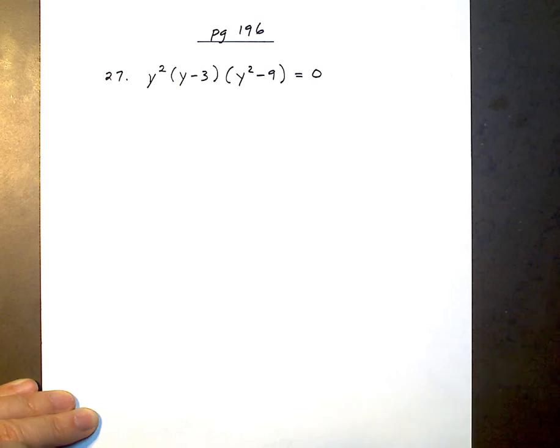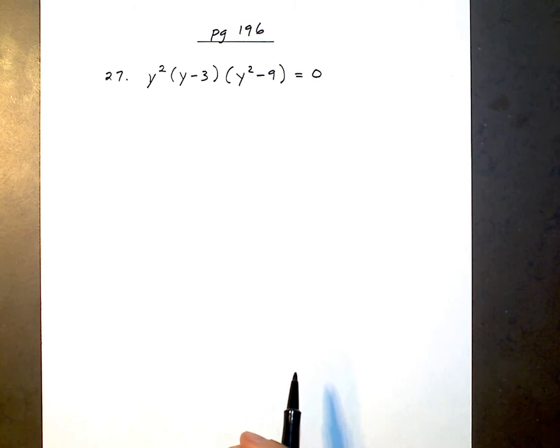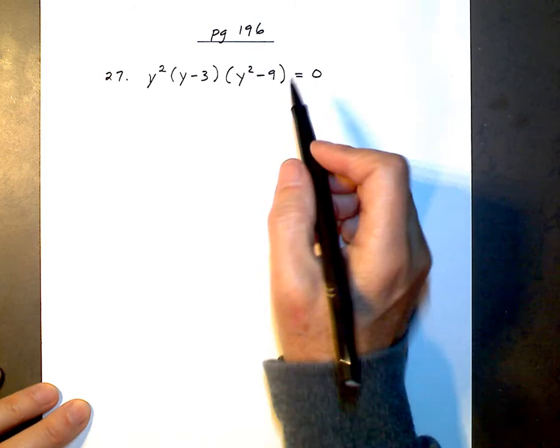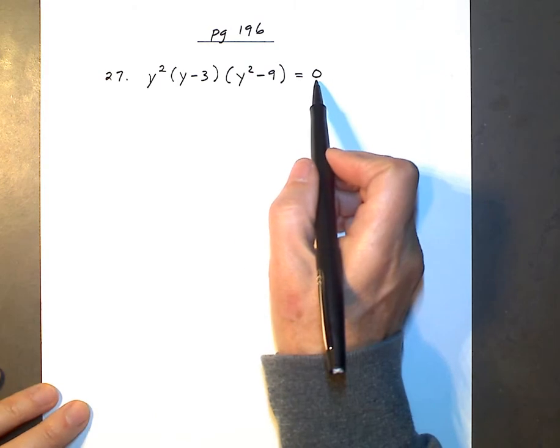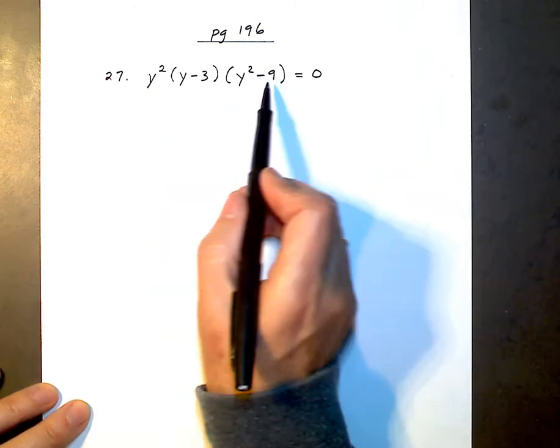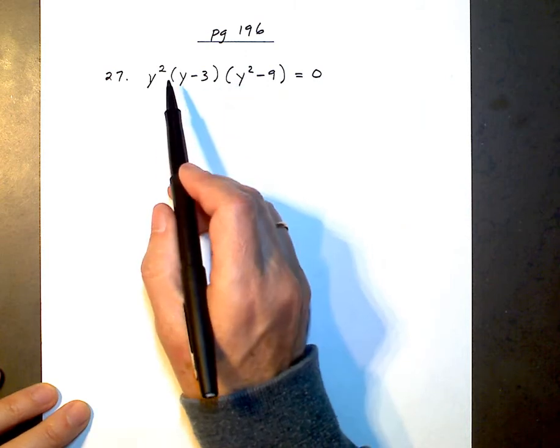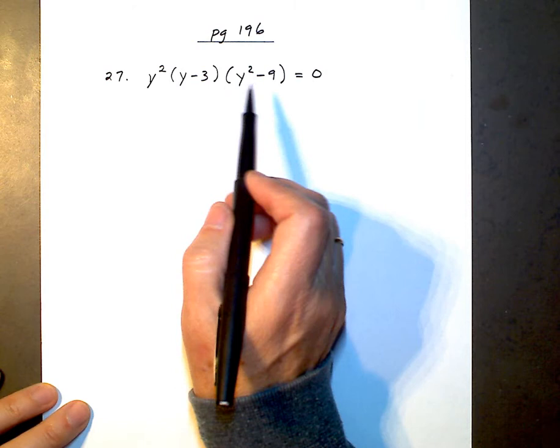Alright, this is page 196, problem number 27, and I see it's a polynomial equation that I have to solve. I notice that it's already set equal to 0, and although the left side is not in standard form, it appears to already be partially factored. So I'm going to break it down all the way to all of its factors.